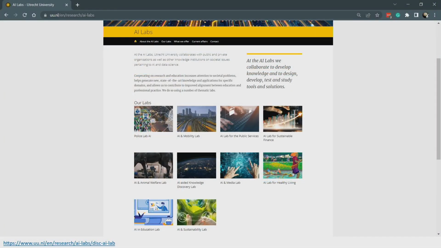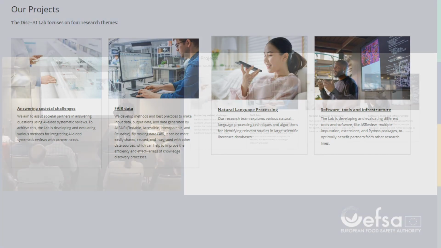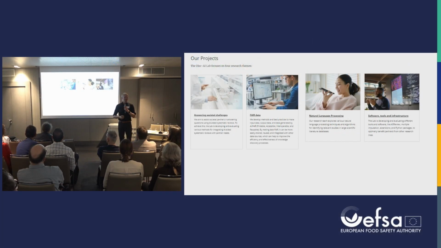I'm director of one of the AI labs at Utrecht University. That's the AI-aided knowledge discovery lab. And in this lab, we run all kinds of projects related to all kinds of societal challenges. For example, one of the challenges you sometimes face at the EFSA, creating an overview of relevant literature. And this can be for food safety guidelines, this can be for medical guidelines, this can be for PhD students who have to create a literature overview in their first chapter of the dissertation. Doesn't really matter what. It's always about screening papers or screening text data, not necessarily scientific papers, and to create an overview of the literature.